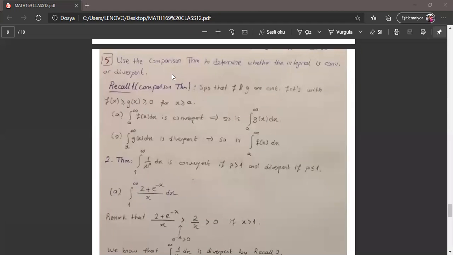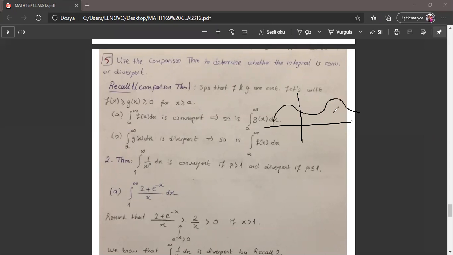Now we will use the comparison theorem. It says if you have two functions of this form with this condition, where x is greater than a, then if this integral is convergent, then so is this integral. Actually, you don't need to memorize anything, because you can visualize it in this form.